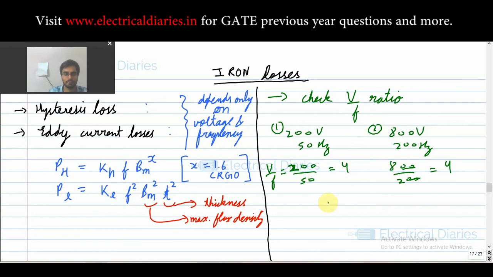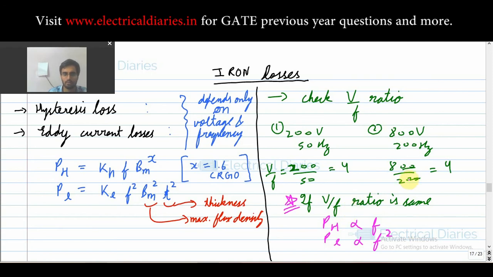What is the significance? If the V by f ratio is the same, this is very important, and in almost all questions you will use this. If the V by f ratio is the same, then your Ph will be proportional to only f, and your Pe will be proportional to only f square. The Bm term is also treated as a constant when your V by f ratio is the same. Why is this Bm term treated as a constant?